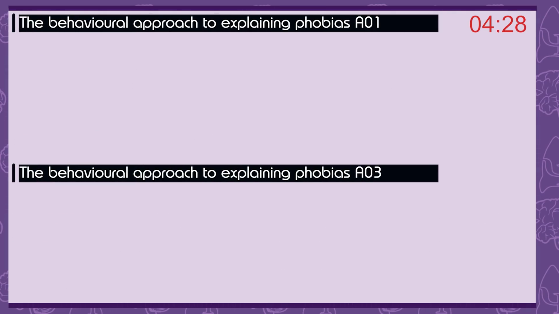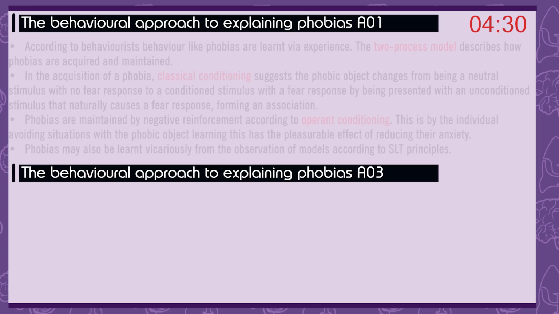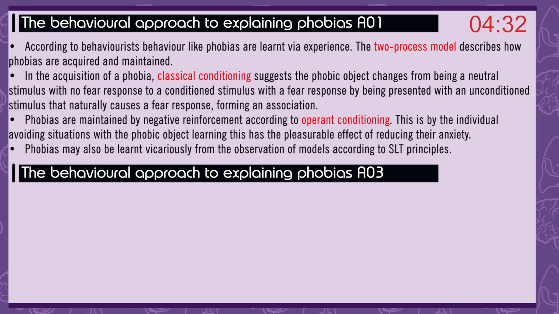The behavioural approach to explaining phobias. According to behaviourists, behaviour like phobias are learnt via experience. The two-process model describes how phobias are acquired and maintained. In the acquisition of a phobia, classical conditioning suggests the phobic object changes from being a neutral stimulus with no fear response to a conditioned stimulus with a fear response, by being presented with the unconditioned stimulus that naturally causes a fear response, forming an association.